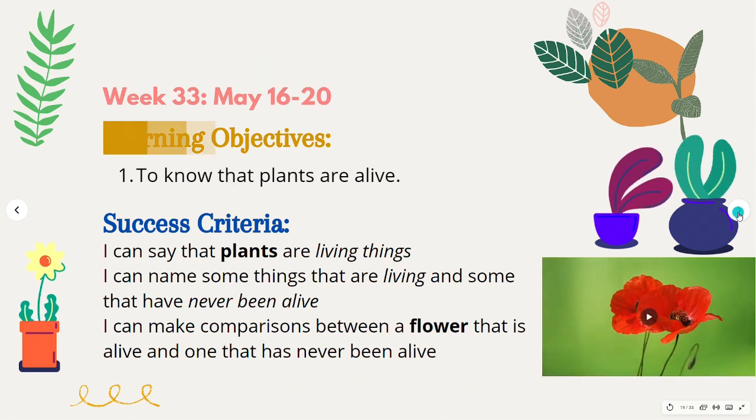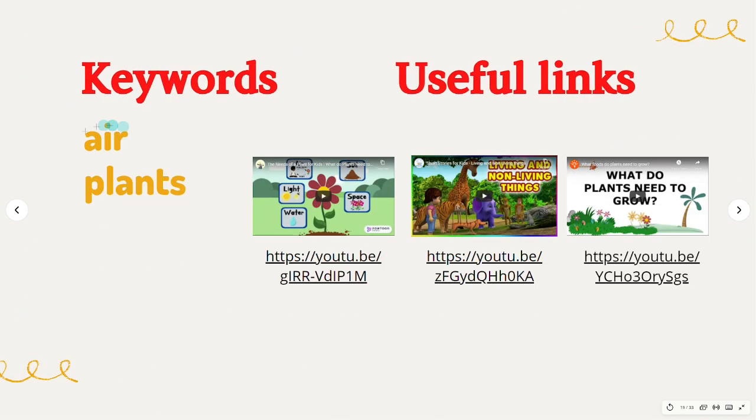These are the keywords. Air is an invisible gas all around us. Plants. A plant is a living organism of the kind exemplified by trees, shrubs, herbs, and grasses. Watch these videos. It tells you the 5 things that plants need to live and grow.